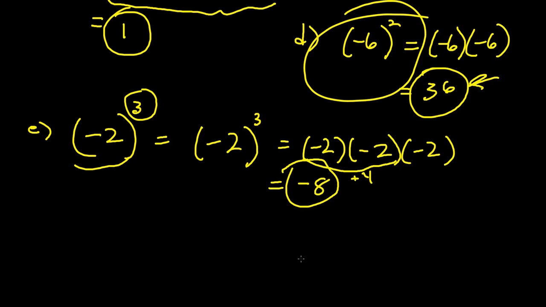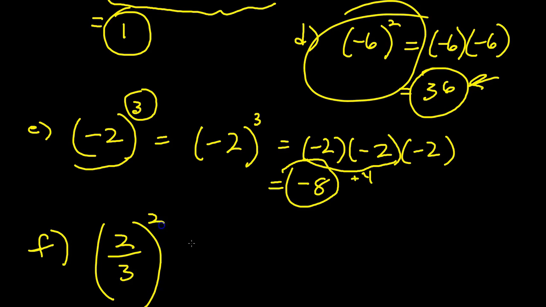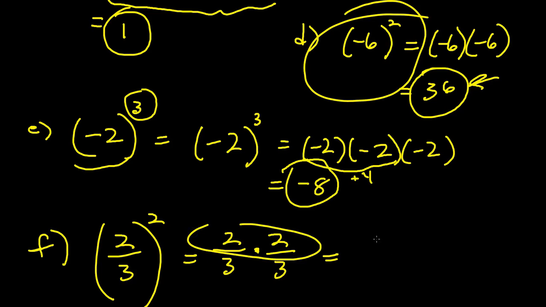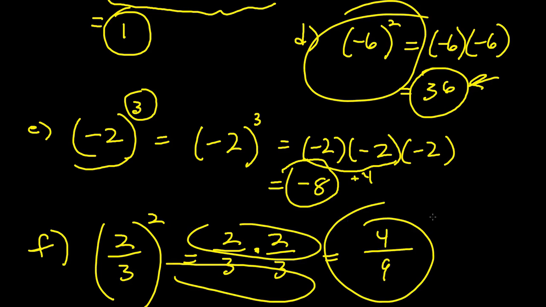One more part to this example, part F. Here we've got a fraction raised to the 2nd power. Well, don't panic, and especially don't run to the calculator. 2/3 squared, or 2/3 to the 2nd power, is nothing more than 2/3 times 2/3. Of course, there's no cross-canceling that can go on here, so I'm just going to multiply across. Upstairs, 2 times 2 is 4. Downstairs, 3 times 3 is 9.